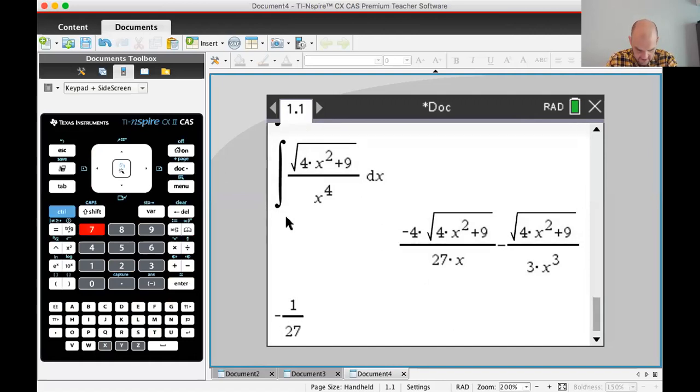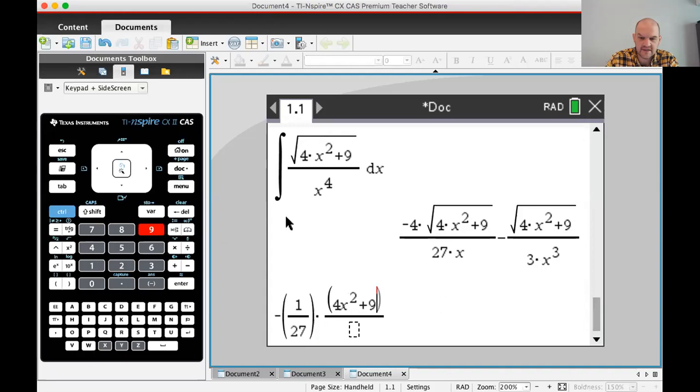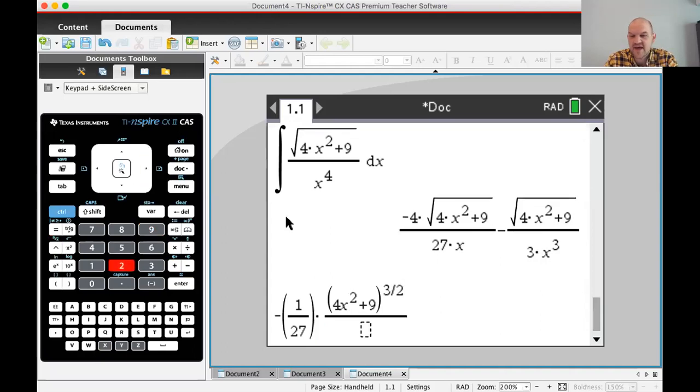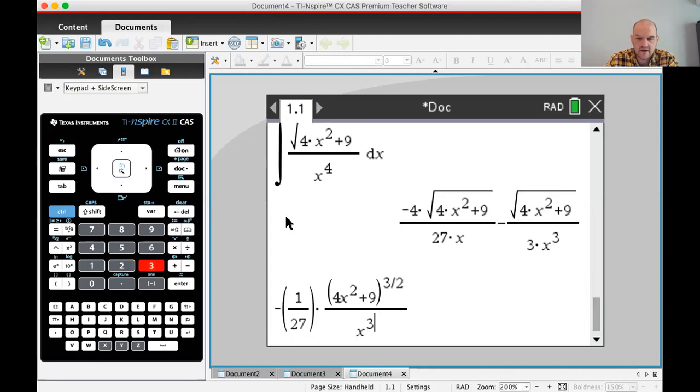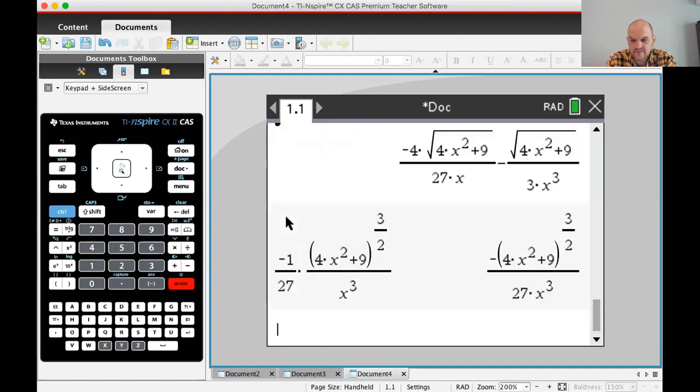Hey, 1 over 27. Because what we have is 4x squared plus 9 to the 3/2. That factors, which is annoying, right? You can make it the quantity 4x squared plus 9 times radical. I think that's what they've done. And then I think they did other stuff with x cubed, I don't know, expand?